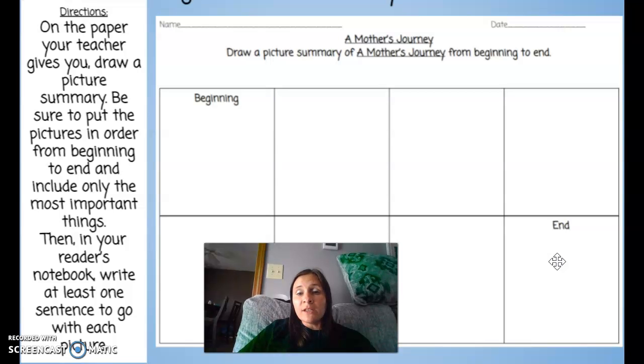When you're finished with this, you're going to get out your reader's notebook and you're going to write at least one sentence, you can write more, that would go with each picture from beginning to end. So you'll do a picture summary and then you'll write a summary to go along with the pictures. When you're finished with this, make sure that you turn it in where your teacher needs it.